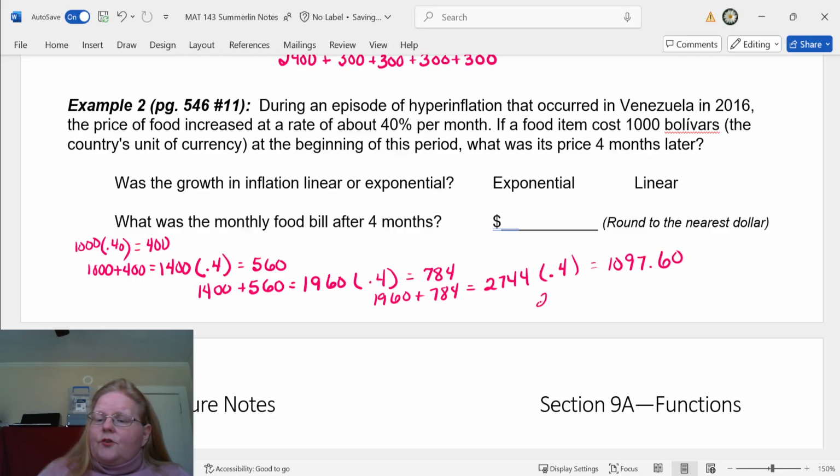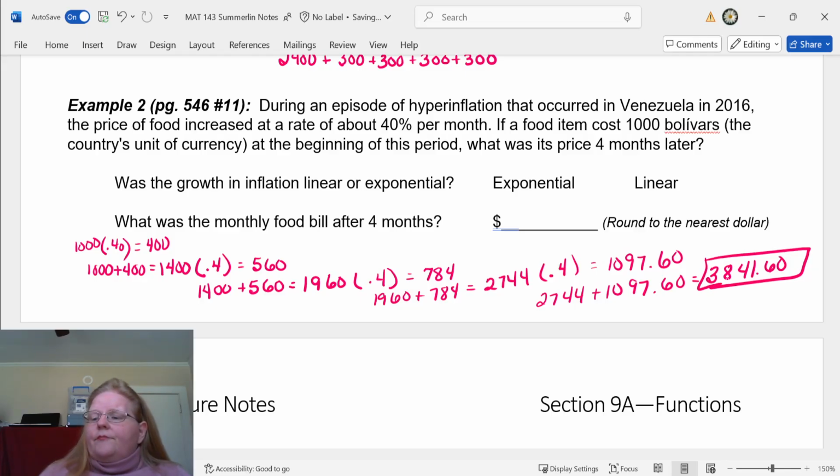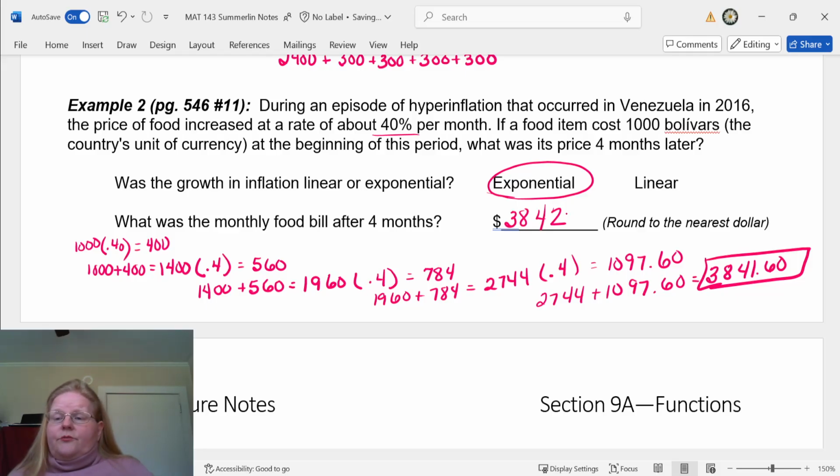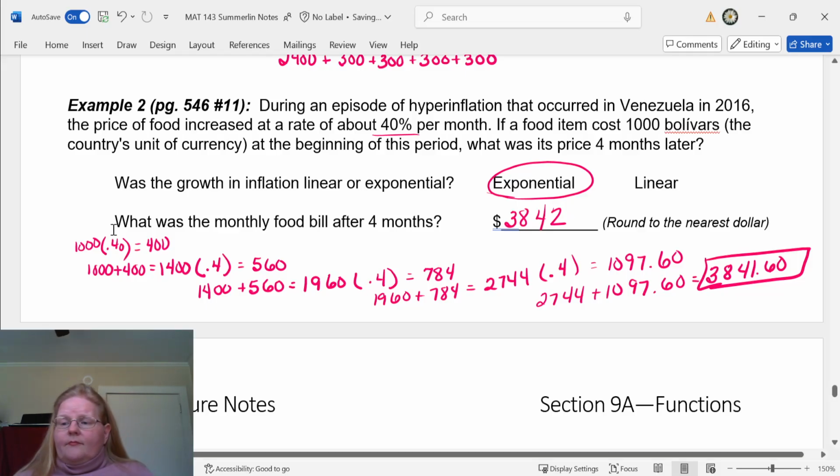$1,097.60. So 2,744 plus 1,097.60 gives you 3,841.60. 4 months later, that same item, it's exponential because we're doing a percentage. 4 months later, that same item is 3,842 bolivars. That's a lot.